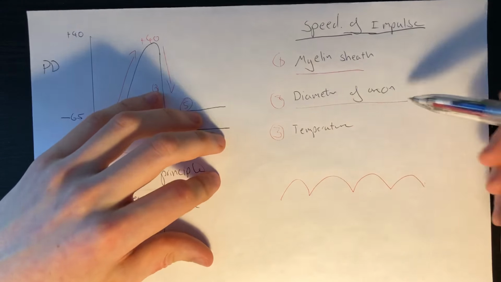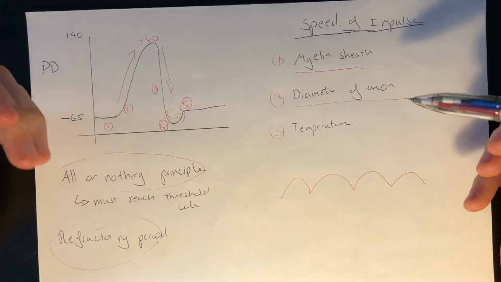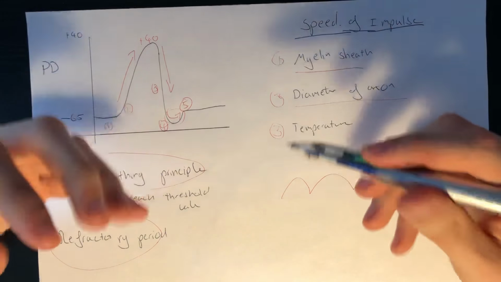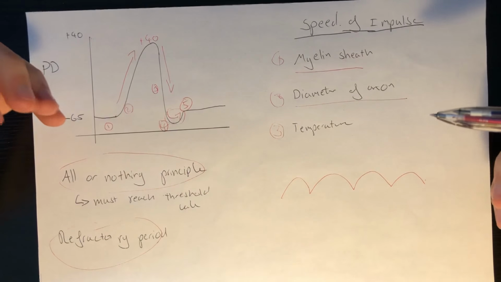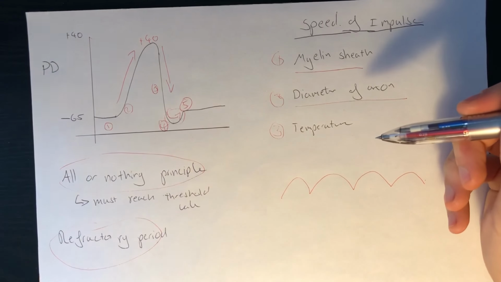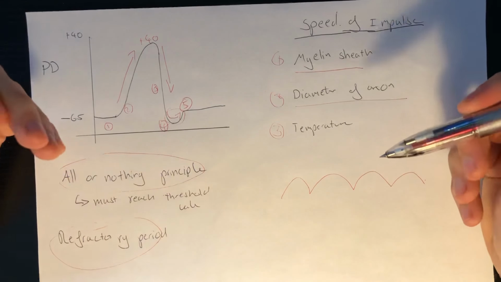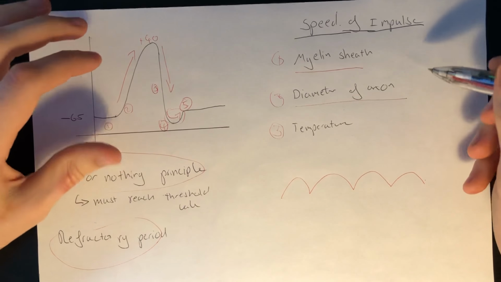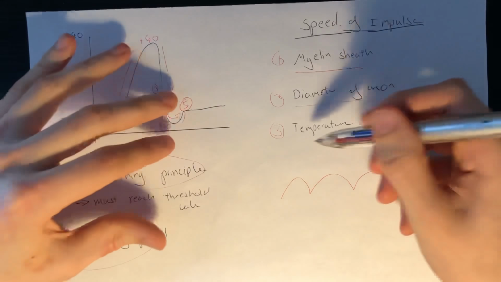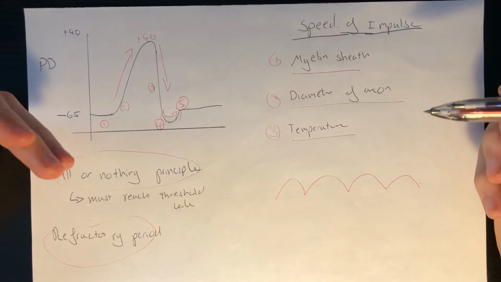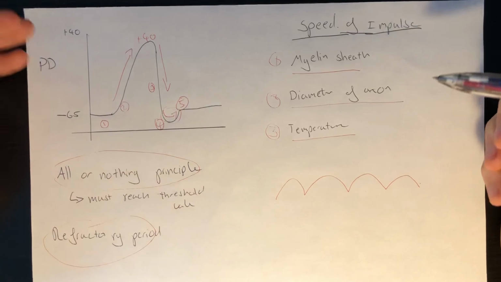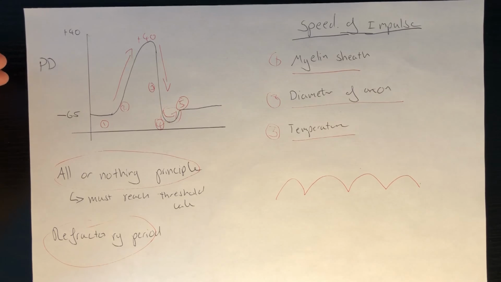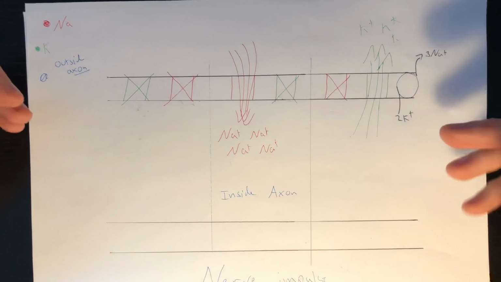You also have diameter, so the larger the diameter, the better the surface area to volume ratio, the fewer ions that leak out, and so the faster the diffusion into the membrane and the better the speed of the impulse. And you also have temperature, because an increase in temperature increases the rate of diffusion, so the higher the temperature, the faster the speed of the nerve impulse. So I hope this has been a pretty good overview of how a nerve impulse works.